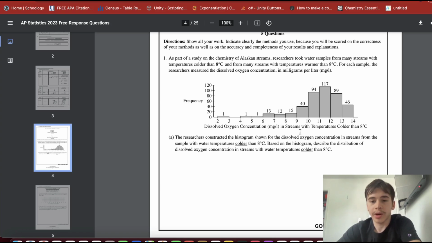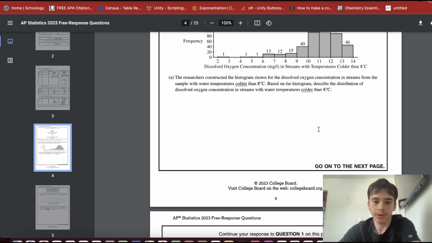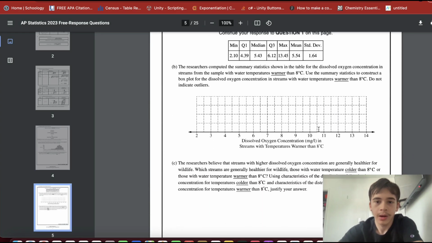Center, okay, and then spread. For spread, you could easily do range. You could say that the range is, I don't know, 14 minus 2, what is it, 12? Because that's where the maximum is and that's where the minimum is. So you can just say it's 12, and you should get the credit for that. Describing distributions, pretty simple. Moving on.